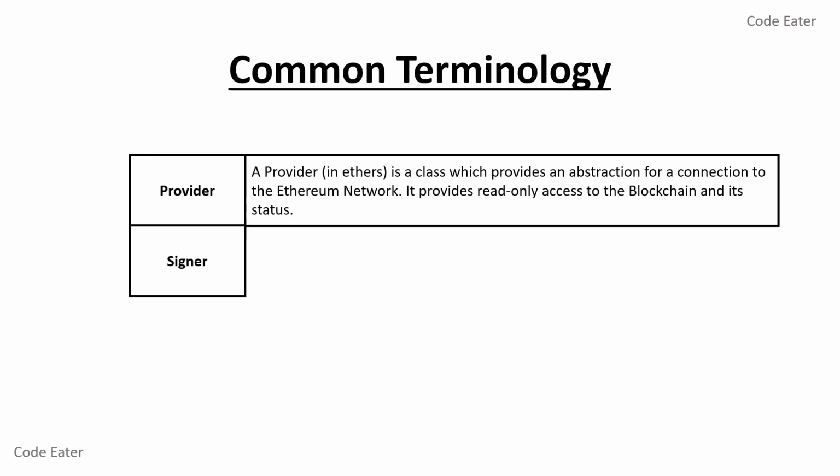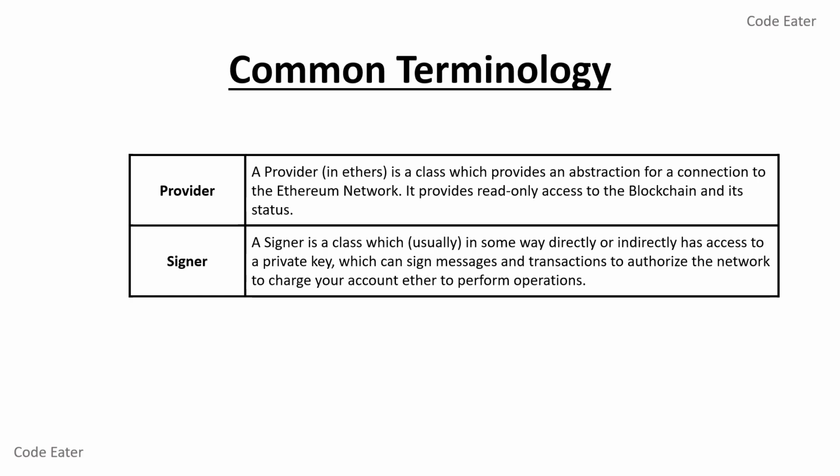Then we have another terminology by the name of signer, and signer is also a class which usually, in some way, directly or indirectly has access to a private key, because we need this private key so that we can sign messages and transactions to authorize the network to charge your account Ether to perform operations.